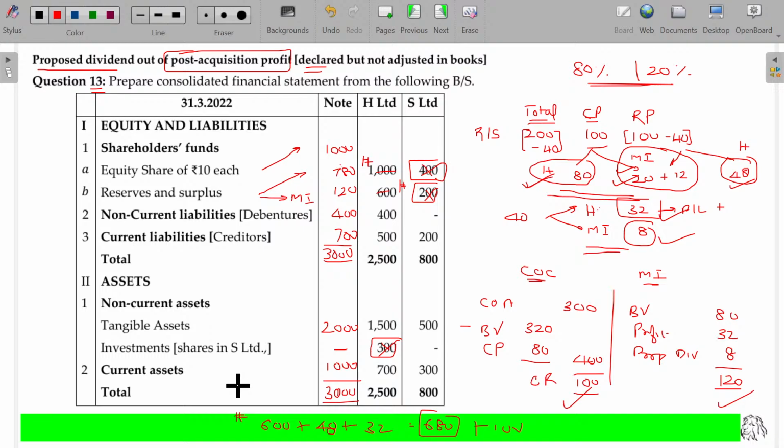Now see, if you don't consider the proposed dividend separately, what happens? The answer remains the same. So usually in case of proposed dividend, either you can leave it untouched or you can pass an entry this way. Okay, that's your choice. Clear? Make a note of it.